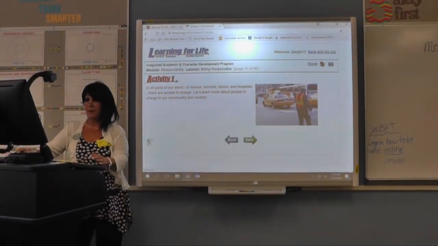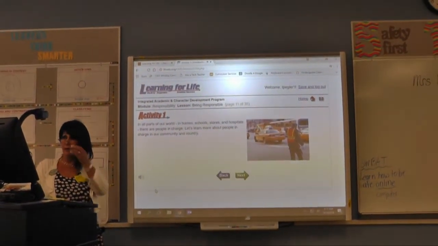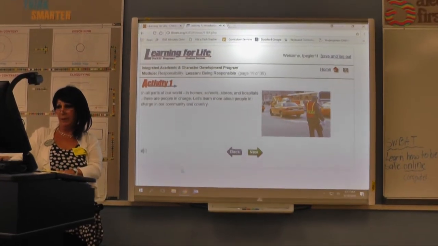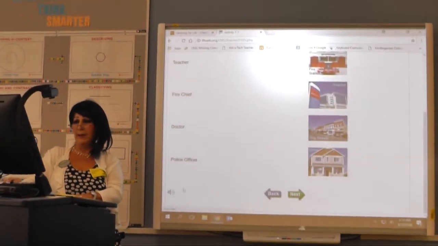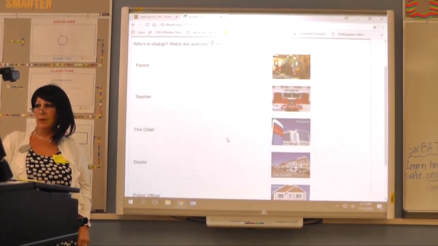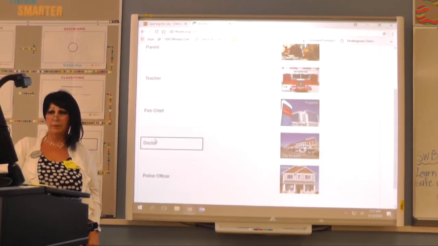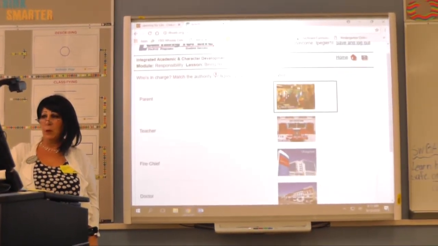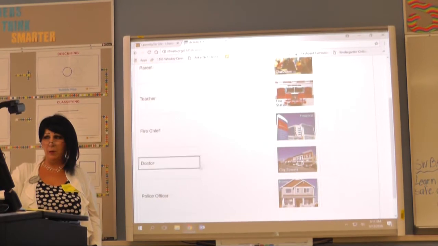Here's our first activity. In all parts of our world, in homes, schools, stores, and hospitals, there are people in charge. Let's learn more about people in charge in our community and country. Oh, I like these. Who's in charge? Match the authority figure, person, with their location, from the left column: parent, teacher, fire chief, doctor, police officer. Okay, so let's go. What is this? Teacher. Classroom. So does it belong with the parent, teacher, fire chief, doctor, or police officer?